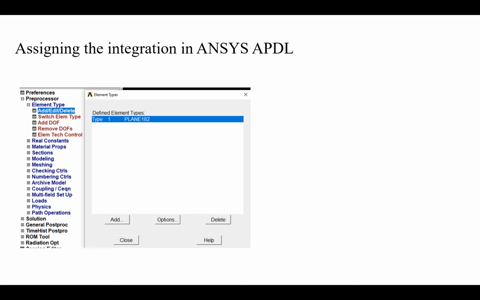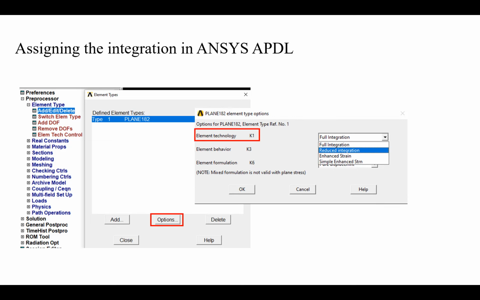And in ANSYS APDL, you can change the integration. If you select the element, I've selected PLANE182 here, and click on options, then if you go to element technology, it gives you the choice of whether to use full integration or reduced integration, and that's up to you. That's your judgment which integration would be helpful. Each of them is going to give you a set of problems, so it's up to you to decide which one works better for you.